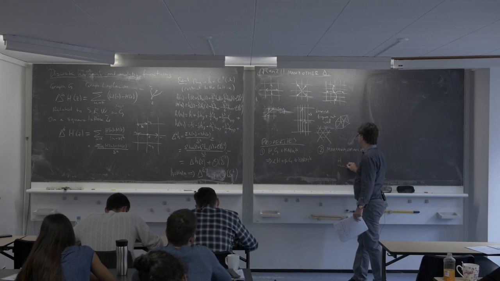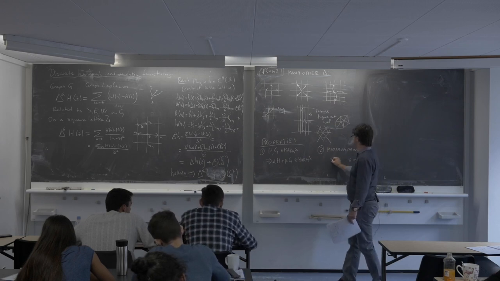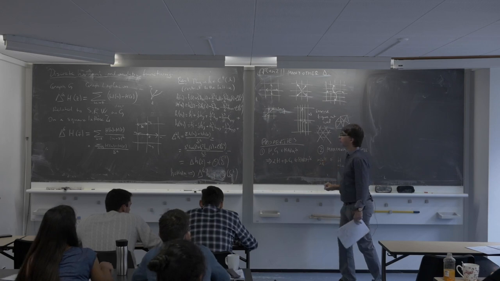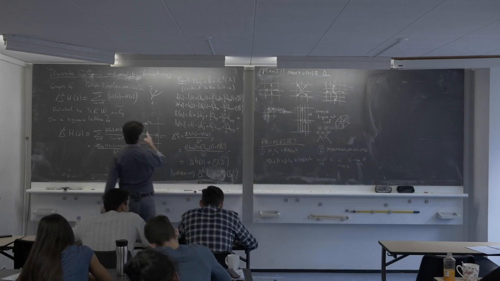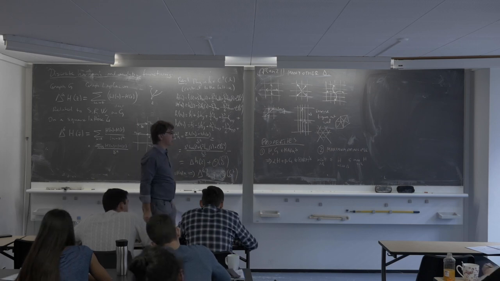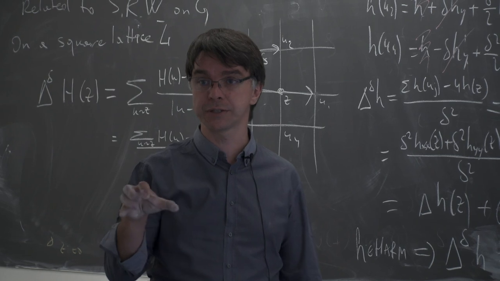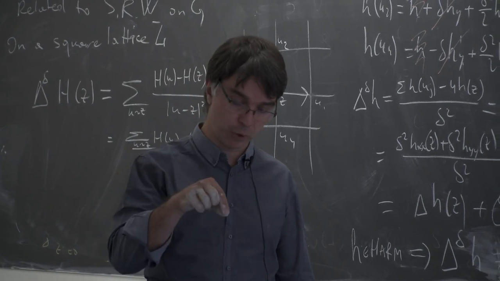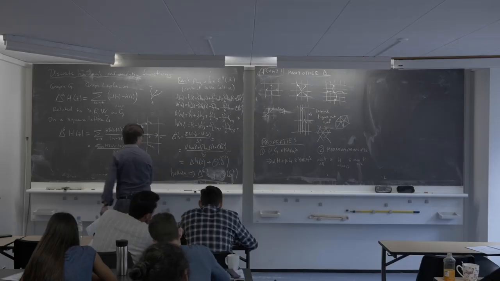So H inside omega is at most the maximum of H on the boundary of omega, and is at least the minimum of H. And this is basically because, what does it mean that the discrete Laplacian is zero? It means that you have the mean value property just at one step. So the function at every point is the mean value of its neighbors.